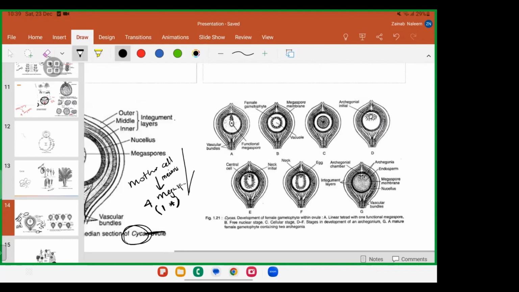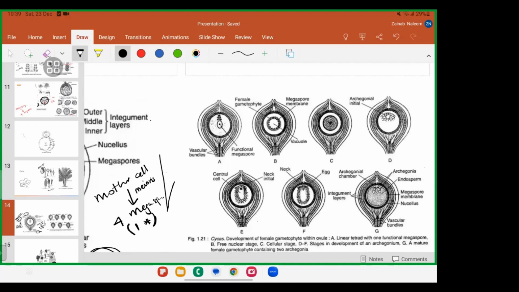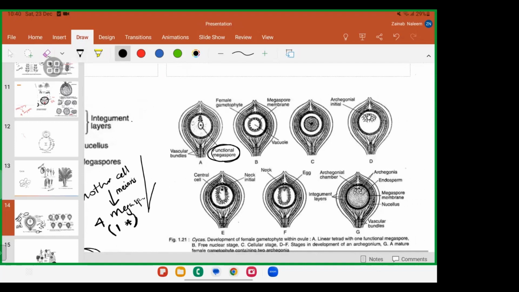Now see, this is the ovule. We had a mother cell, and the mother cell produces four megaspores. See, all the four megaspores, but only one is functional, the functional megaspore. The other three will be supporting, or will be used as the nutritional thing. The functional megaspore is not released, it is retained inside, and it develops as the female gametophyte, right?